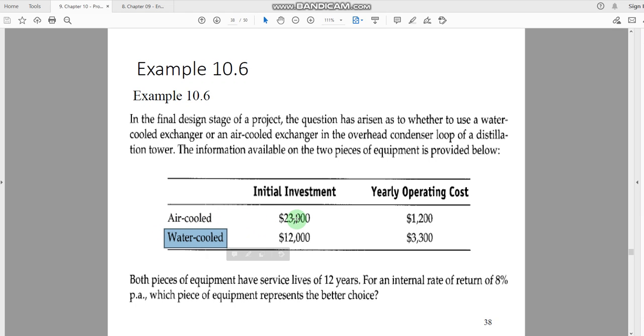The initial investment is $23,000 for the air-cooled, and the operating cost is $1,200 per year. For the water-cooled, the initial investment is lower, $12,000, and the yearly operating cost is $3,300. Both pieces of equipment have a service life of 12 years, so the equipment life is the same for both cases. For an internal rate of return of 8% per annum, which piece of equipment represents the better choice? We want to see which equipment can save more money and make the project more feasible.